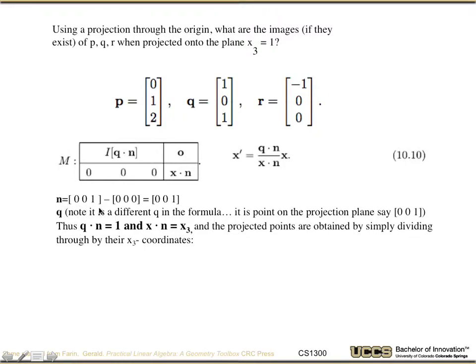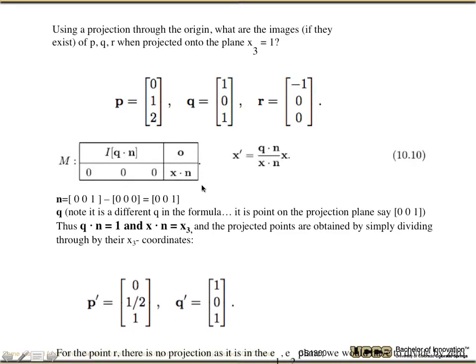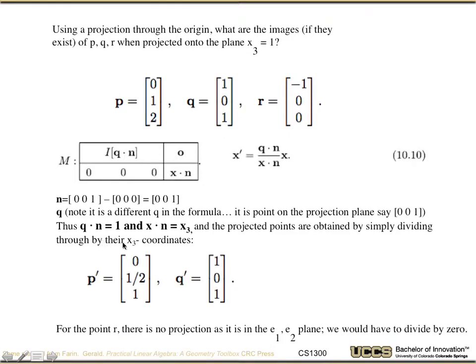Now, when I'm doing this, I have to figure out what is n. So n here, I want to project onto the plane x3 equals 1 from the origin. So I'm going to take 0, 0, 1, x3 equals 1, minus the origin. So my normal is the vector 0, 0, 1. And q, and note this is a different q than the one that shows up here. Just because the letter gets used in a formula in the book doesn't mean it has anything to do with the ones that show up in our problem. So in this case, q is a point on the plane, which in this case I'll say is just 0, 0, 1. Thus, q dot n is 1, and x dot n is just the third component.